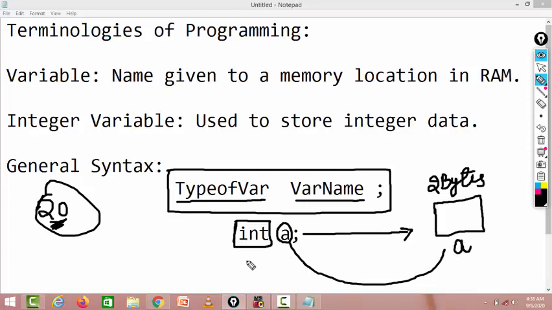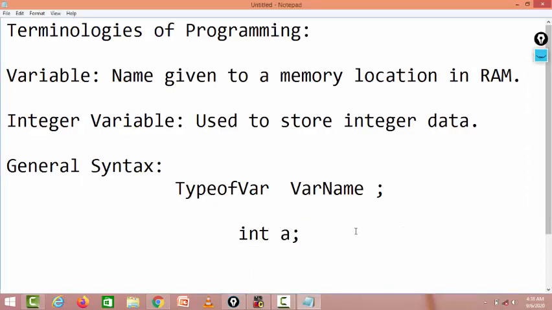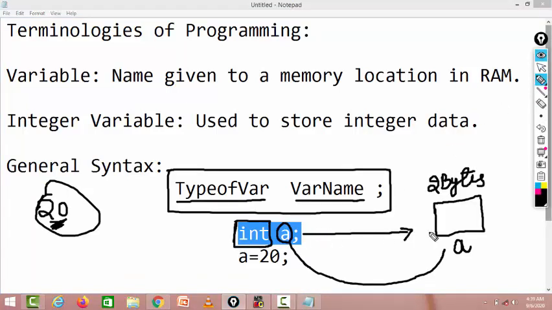So the compiler declares this variable, and we want to store a value in it, so we write A is equal to 20. These are basically two statements, two instructions to the compiler. Here we declared a variable, then we assigned 20 to this variable. When the compiler reads this line, it will store this 20 at this location. So this was the story of how to declare an integer variable.